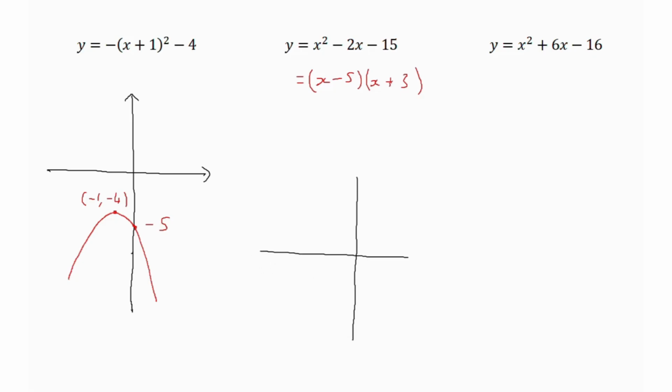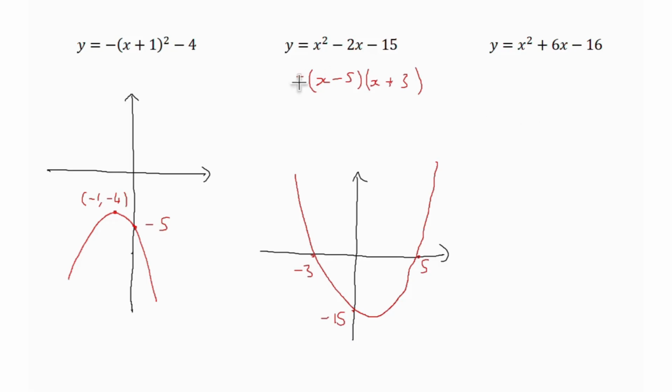Let's sketch this then. It is factorized. So we've got a root at 5, a root at -3, and it's a positive quadratic, so it's going to come down and then go up, labeling our points, the 5 and the -3. The y-intercept we can read from here is going to be -15, and that's enough.